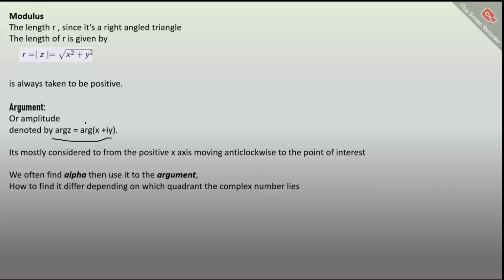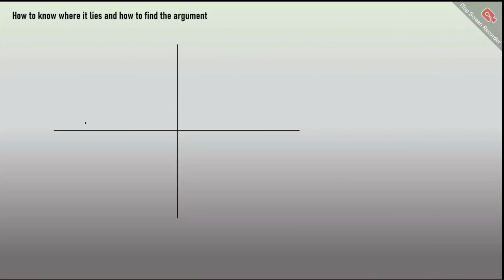So this statement is very much important. We're saying it differs depending on the quadrant you're talking about. If you remember, how many quadrants are there? Just 4. 1, 2, 3, 4. Let's talk about the quadrants. This is the first quadrant. This is the second quadrant. This is the third quadrant. This is the fourth quadrant.